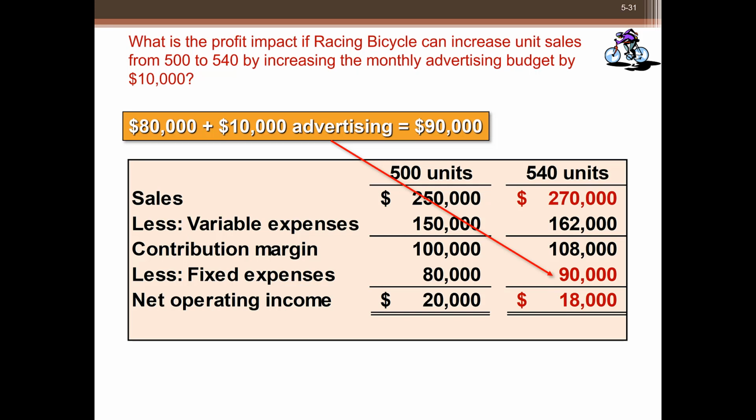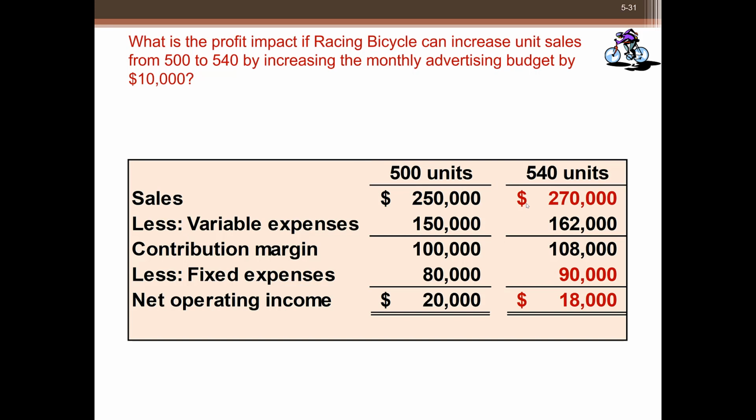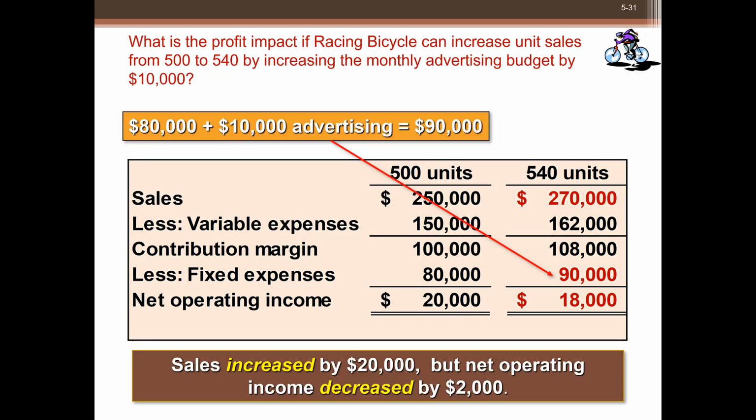So you can see here, even though sales units increased from 500 to 540 and total sales increased by 20,000, however, net operating income decreased by 2,000. So RBC will not increase the advertising budget by 10,000.